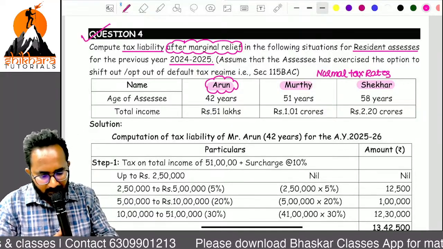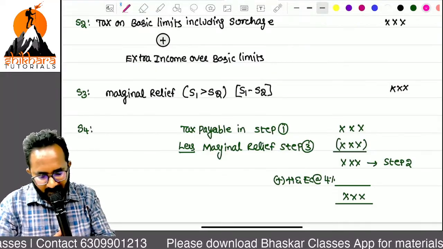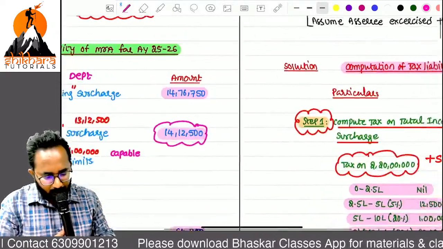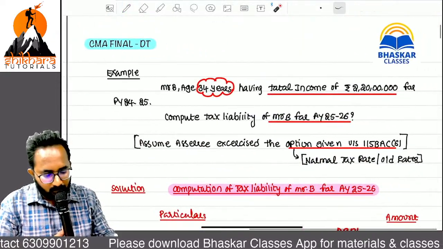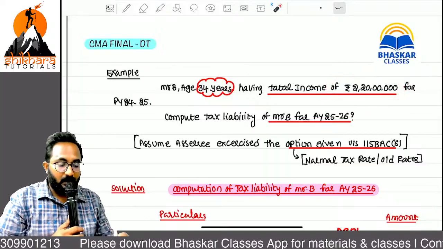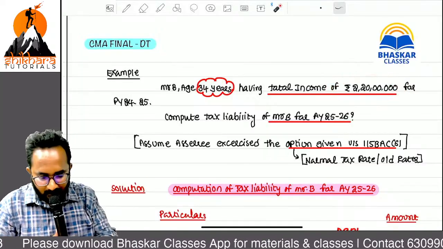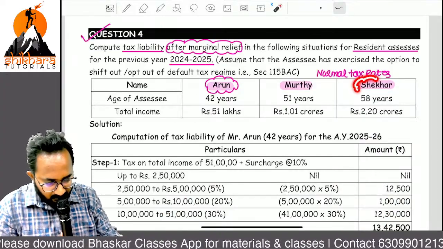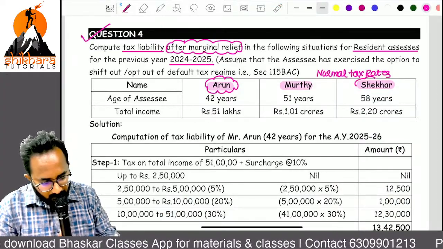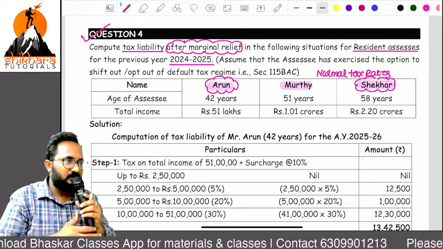And next we solved the same thing as an example too, if you remember, 2 crore 20 lakhs also we solved. But already we know there is no marginal relief in this case. That means what is the problem already solved ma? Shikhara. So shall we do Murthy case ma?